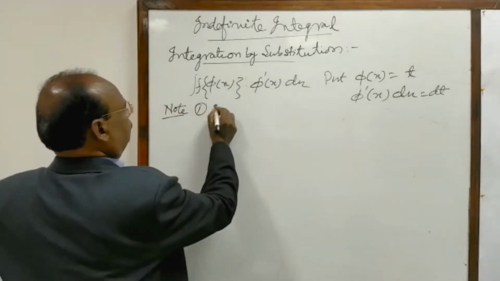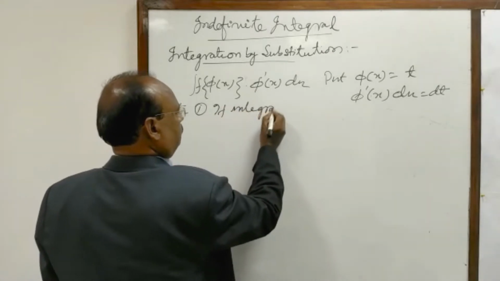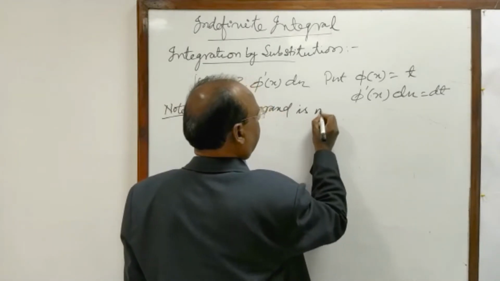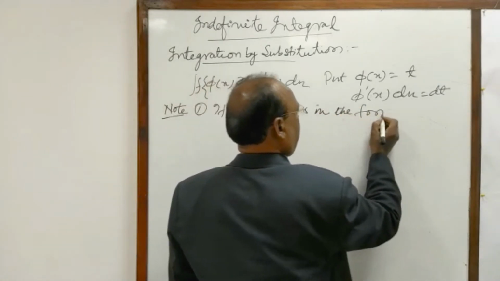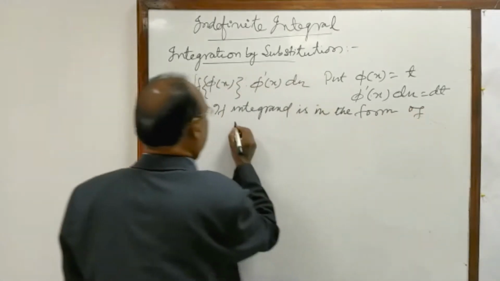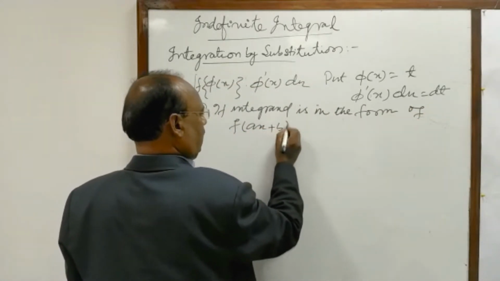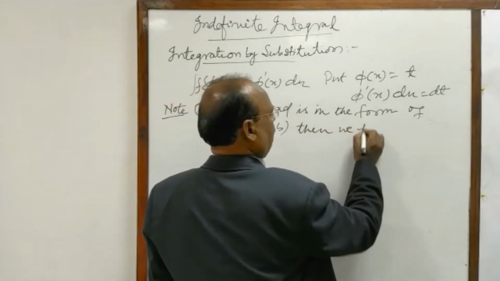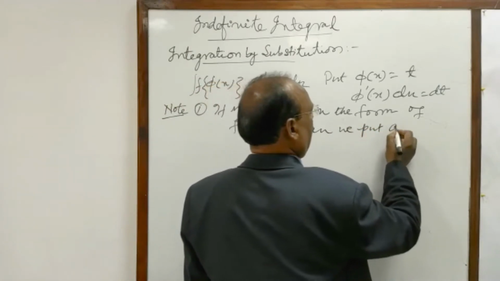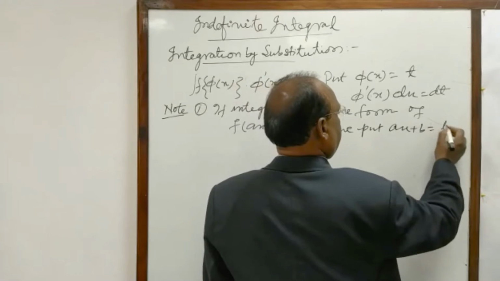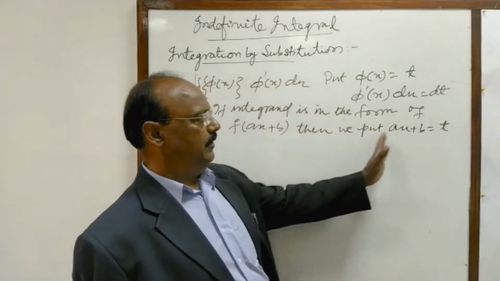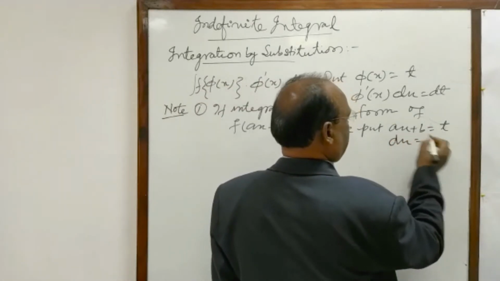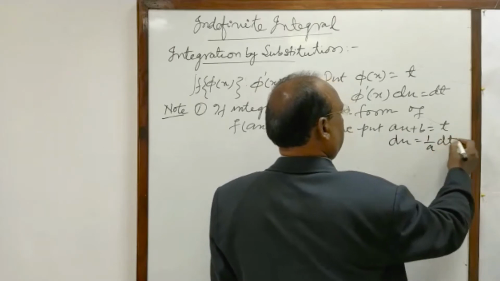If the integrand is in the form of a function of ax plus b, then we put ax plus b is equal to t, and differentiating both the sides we get dx is equal to 1 by a dt.